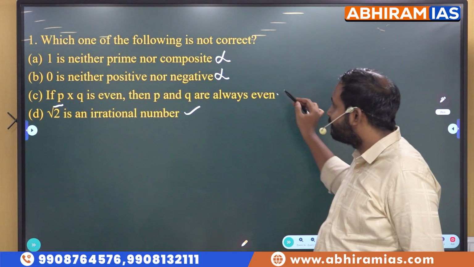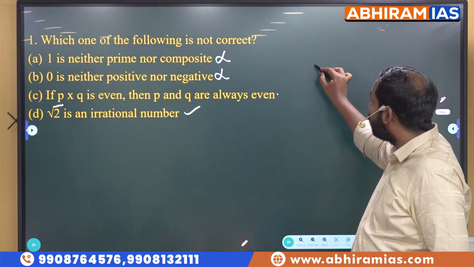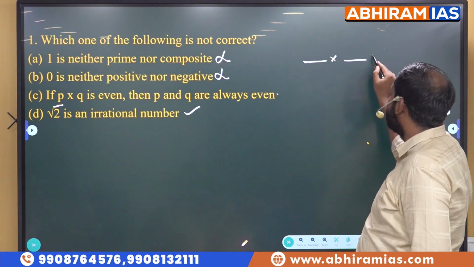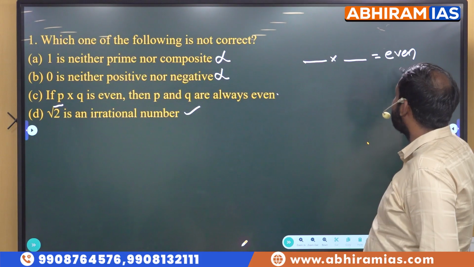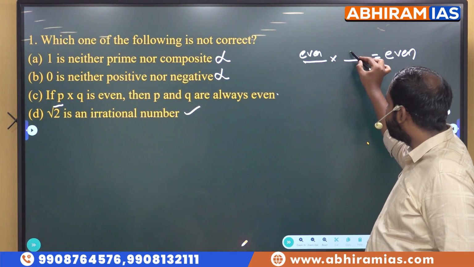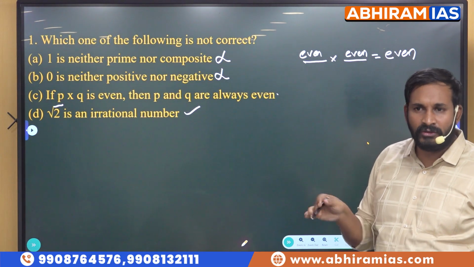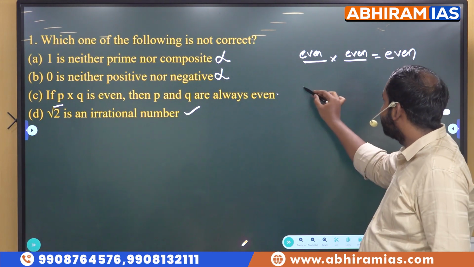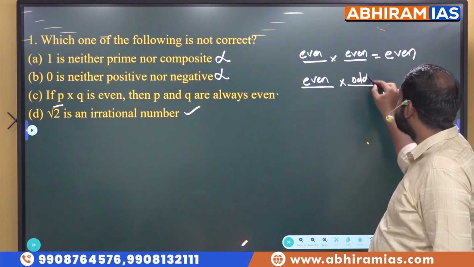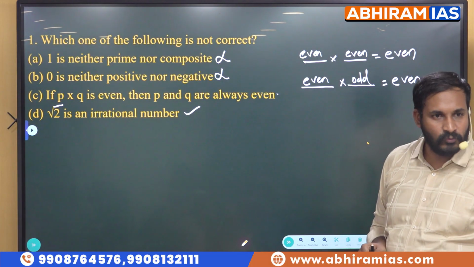Now please see this one. P into Q is an even number, they told, right? Then P and Q are always even. See students, by multiplying two numbers, I should get an even output. What are the chances I will have? Even into even, yes, this is one output. Even into even is even. Take simple examples, 2 into 2 is 4, or 2 into 4 is 8. Next, odd into even or even into odd. Odd into even is also even, right? Take small examples, 2 into 1 is 2, even, right?